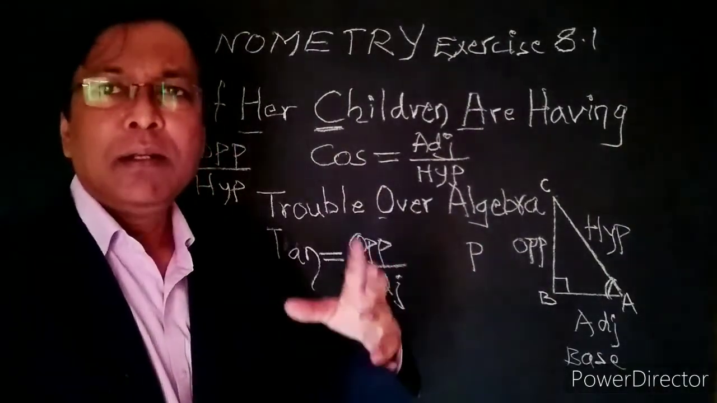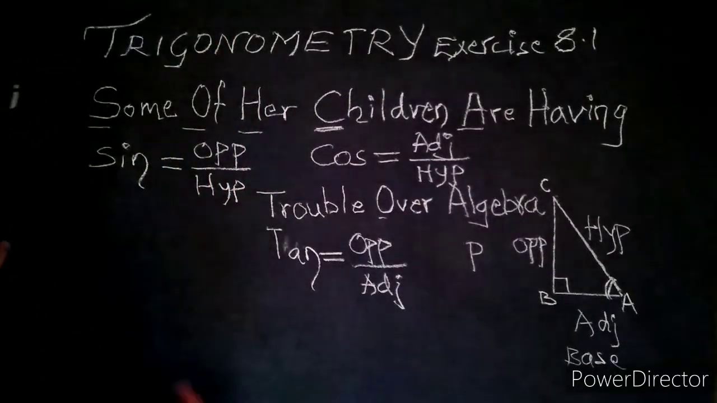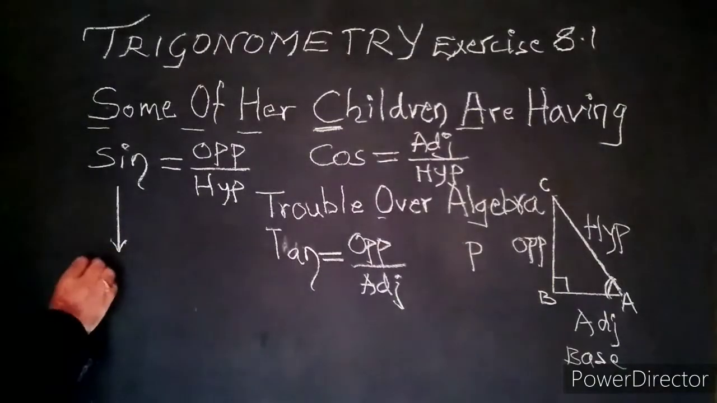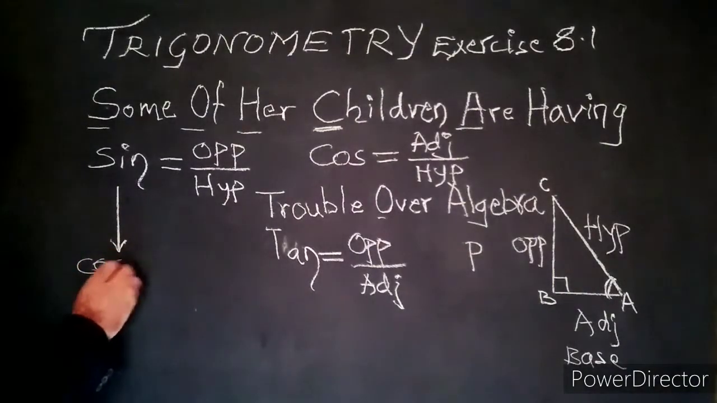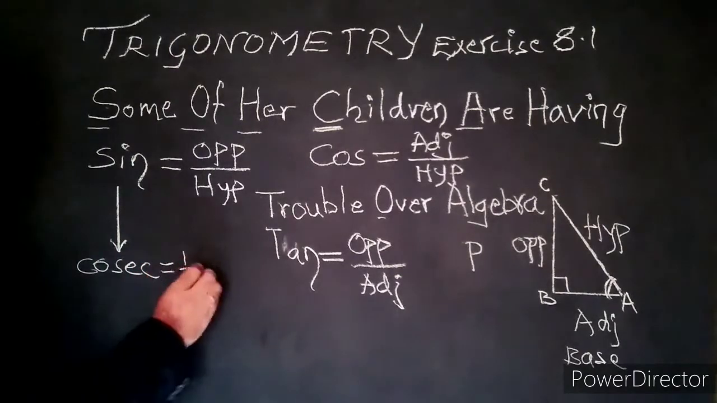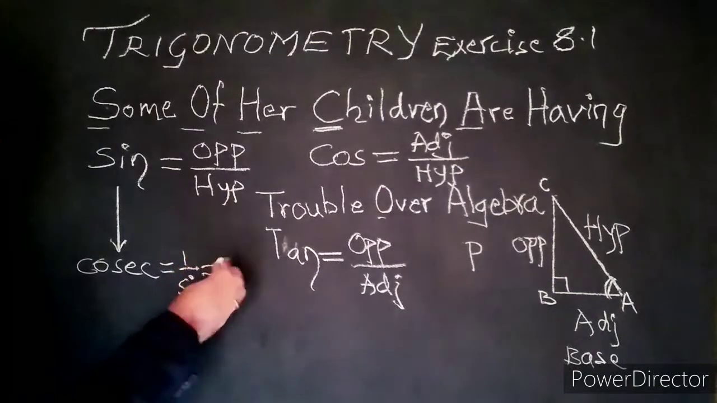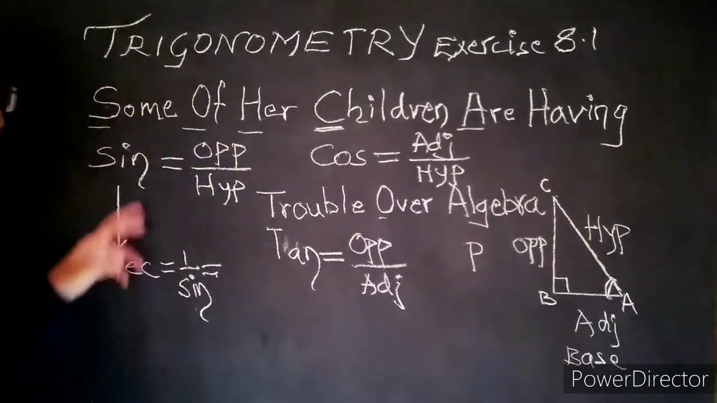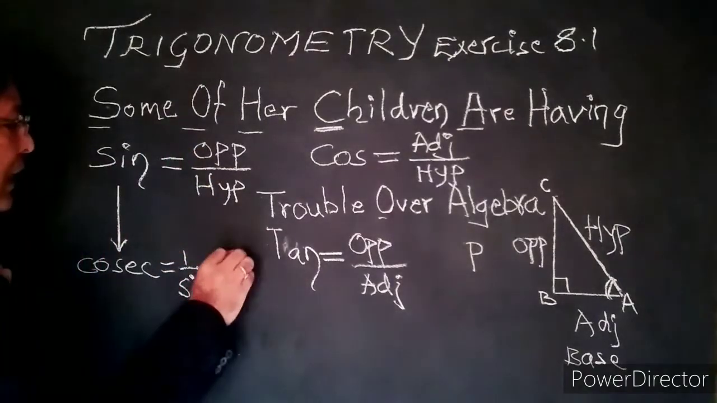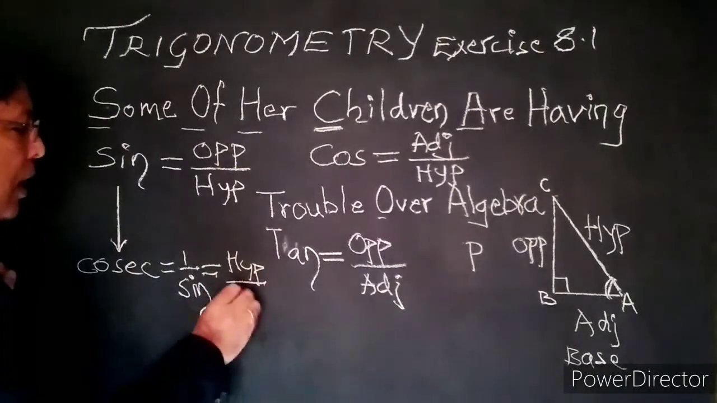When we remember these three ratios, the remaining three ratios we can easily develop from sine. We can develop the next ratio, cosec. Cosec is nothing but 1 upon sine, that is, the inverse of sine. Simply we have to invert the ratio of sine, that is, cosec equals the inversion of sine, that is, hypotenuse divided by opposite side.